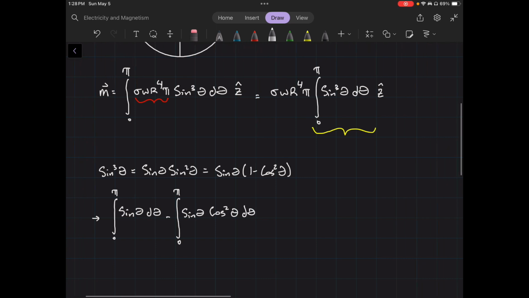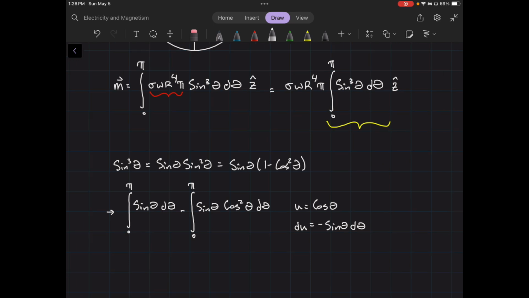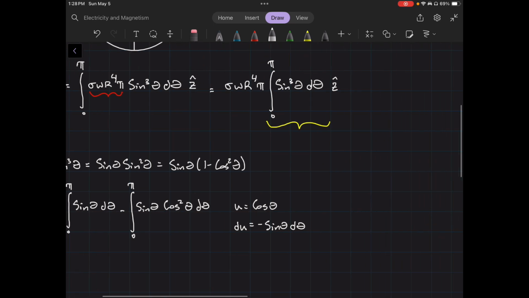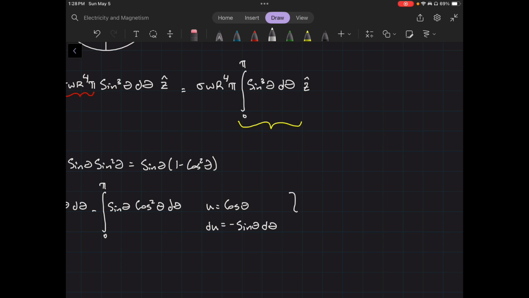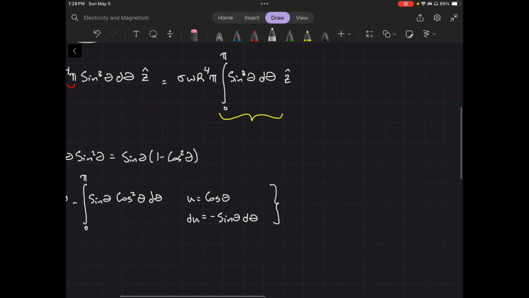Now in this case, we set u equal to cosine theta, du is equal to negative sine theta d theta. And then when you integrate, you'll end up getting u cubed over 3. When you evaluate this full integral, you get cosine cubed theta over 3 minus cosine theta, from 0 to pi.